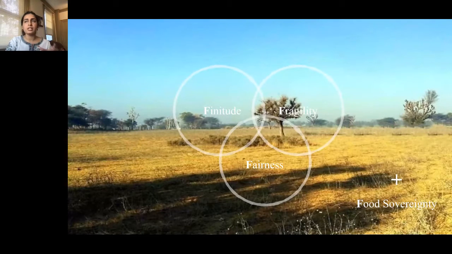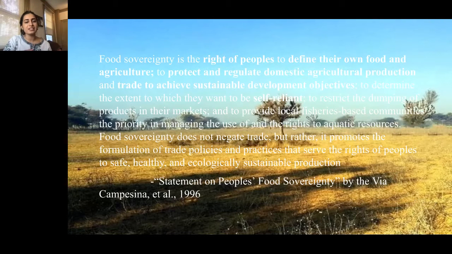And I think it's really important to talk about food cultures within this framework. And for that purpose, I had to introduce a fourth F, which was food sovereignty, which is deeply linked to self-reliance and the right of people to define their own food and agriculture, to protect and regulate domestic agriculture and trade, and to achieve sustainable development objectives. So, primarily, I'm trying to talk about Rajasthan's food culture within the framework of these four F's.